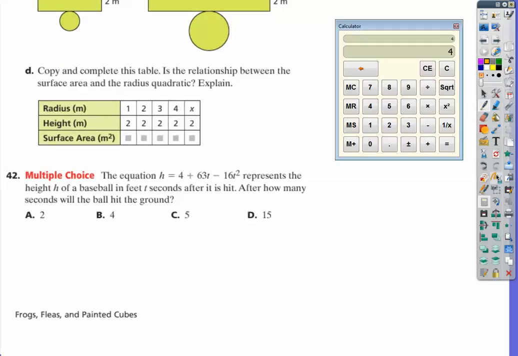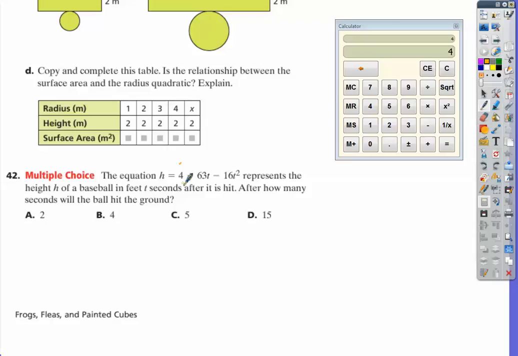Multiple choice. The equation h is equal to 4 plus 63t minus 16t squared represents the height of a baseball in feet for t seconds after it's hit. How many seconds will it take for the ball to hit the ground? Well, what goes into all three of these? I'm not exactly sure, because 4 does not go into 63. So in a multiple choice question, this is going to be a hard one to factor. There are a couple ways we could do this, but the easiest way for us, since this is multiple choice, is to plug in the numbers.